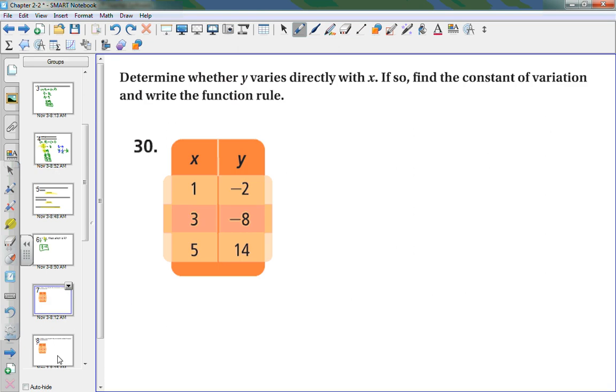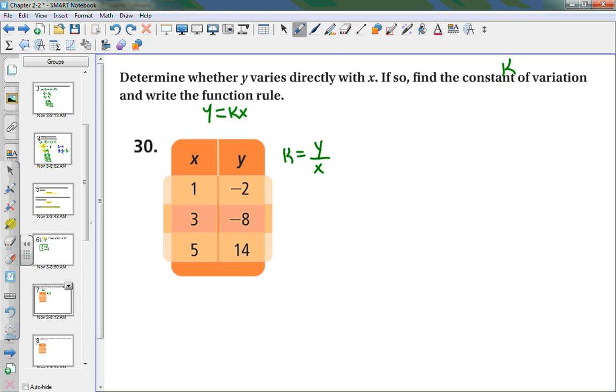It says determine whether y varies directly with x. If so, find the constant of variation, which is k, and write the function rule. The function rule is y equals kx. Now, in order to be varying directly, your k value, which we have determined to be y over x, has to be exactly the same for each ordered pair. Let me repeat myself. Your k value, which is y divided by x, has to be exactly the same ratio for each ordered pair. So let's do that for each ordered pair.